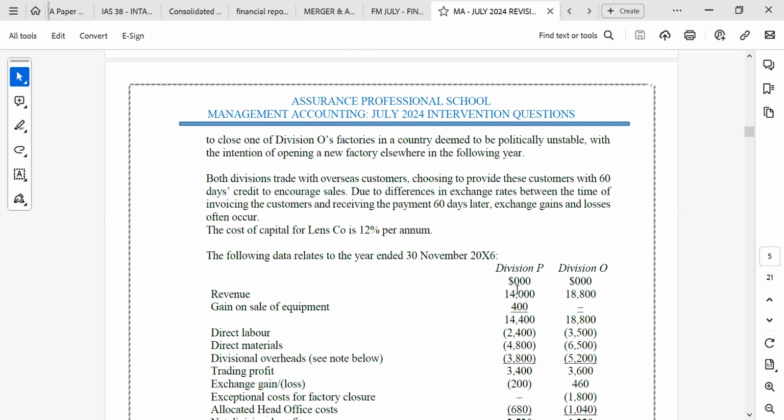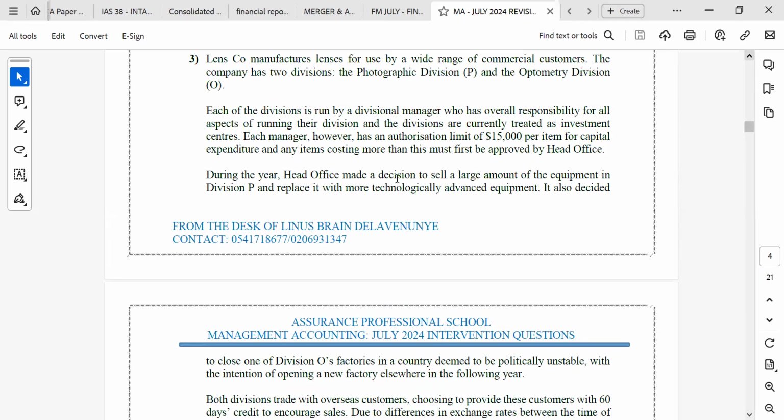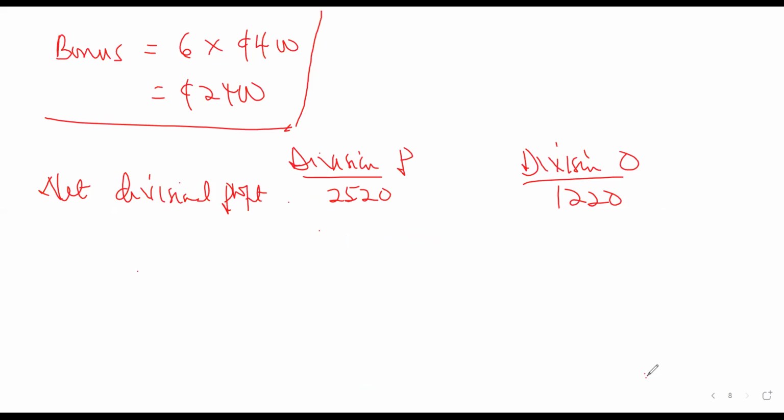I'm saying that the gain of the 400, can you say that the 400 gain over here is coming as a result of the decision made by the head office? Head office decision. Exactly. Can the divisional manager control this? No. So it means that the gain should not be included in the first place, but this has been included, isn't it? We have included the gain before getting this.